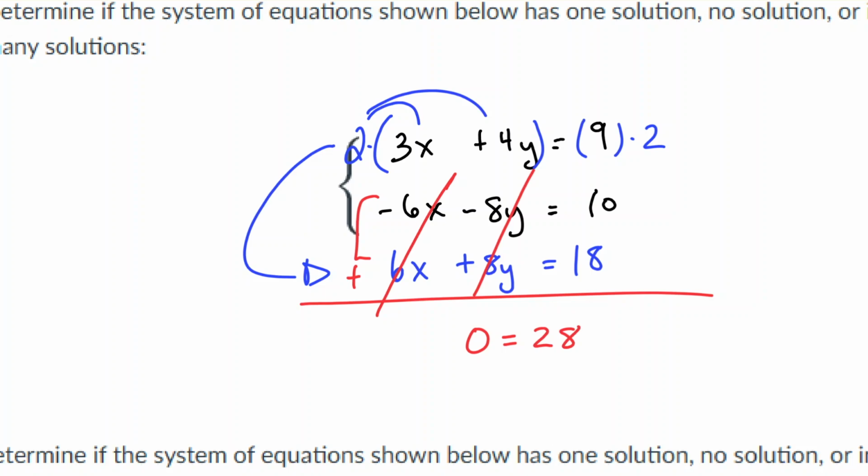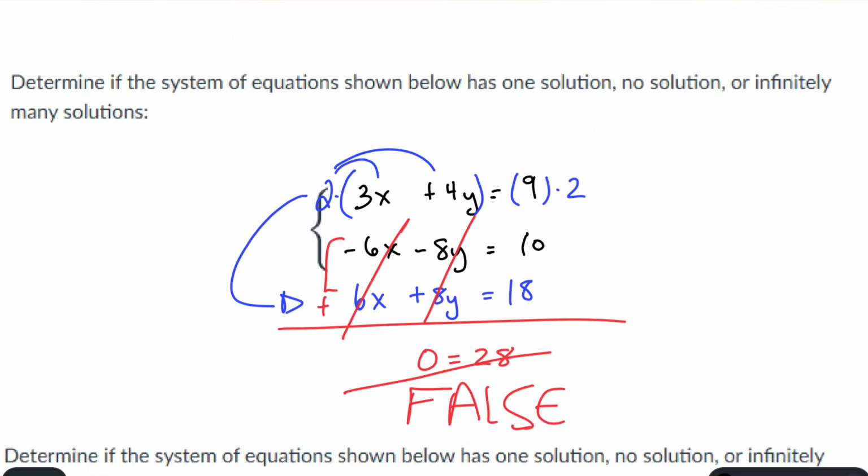Is this true? 0 equals 28? This is not true. This is false. 0 is not equal to 28. So if when solving the system of equations you get a very false answer, you know the answer is that there's no solution.